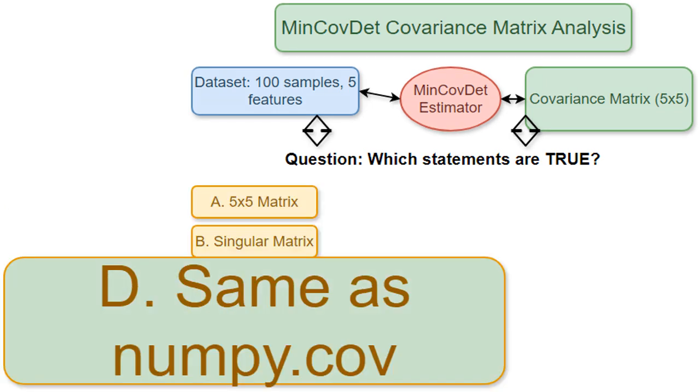Nope. The standard numpy.cov function uses all the data points equally when calculating the covariance. MinCovDet is different. It cleverly chooses a subset of the data to reduce the influence of those pesky outliers, giving us a potentially better picture.